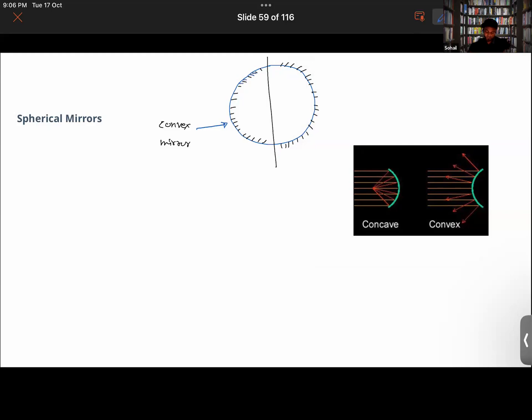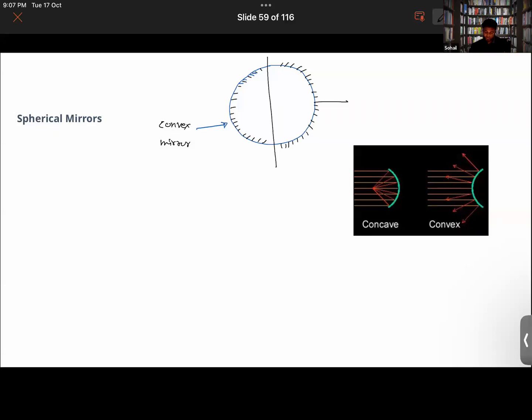Why have I shaded it? Because it is the back side of the spherical mirror. Reflection does not take place from the back side. Getting it? The light rays are falling from the front side. So this type of mirror will be called a convex mirror, where the reflecting surface is bulging outward. It's like this. Clear?